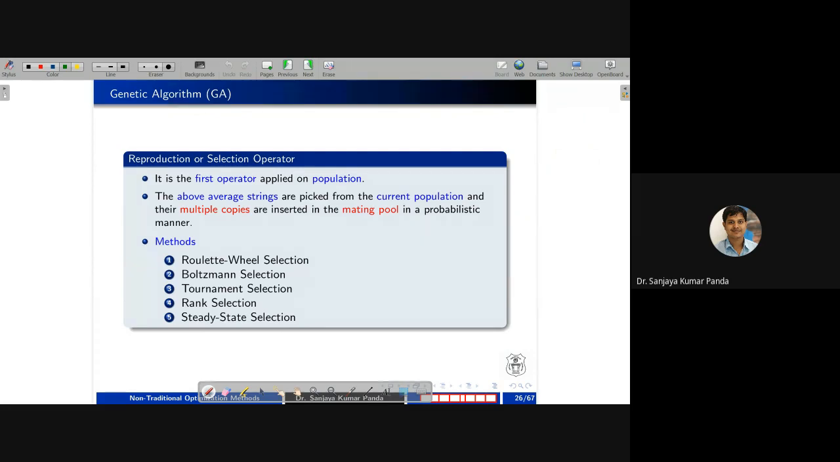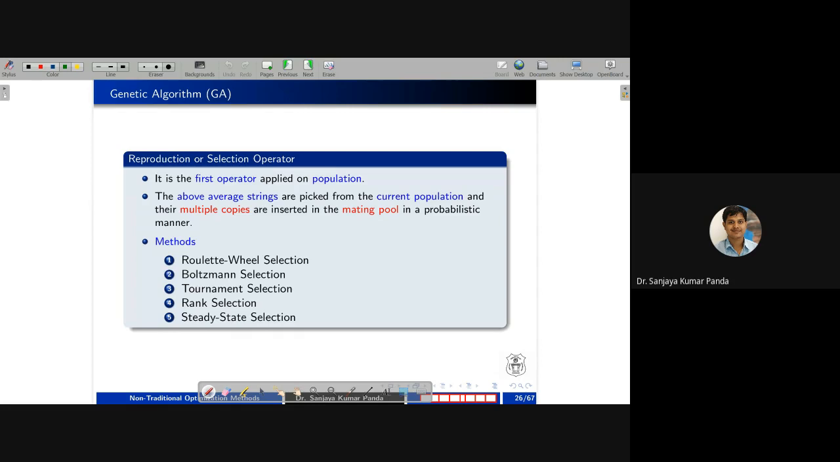So this is all about the initial population. Through the initial population, you generate some random population and estimate their fitness values. Once you are ready with that, you have to apply the reproduction or selection operator. The selection operator is the first operator applied to the population. Here we have considered 8 different populations, and for these 8 populations we want to apply the selection operator.